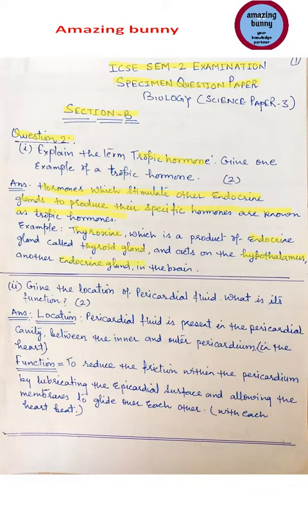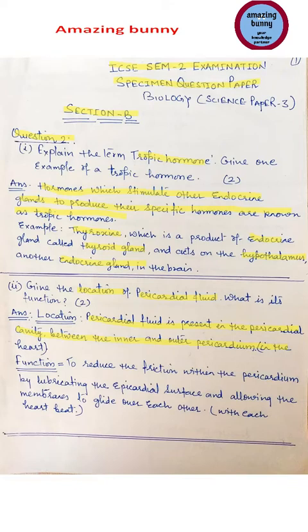Now, coming to part 2 of question number 2, give the location of pericardial fluid and what is its function. Again, this question consists of 2 marks. The pericardial fluid is present in the pericardial cavity between the inner and outer pericardium in the heart. Now, what is pericardium? Pericardium is a 2-layered sac-like membrane that surrounds the heart, and the pericardial membrane produces pericardial fluid.